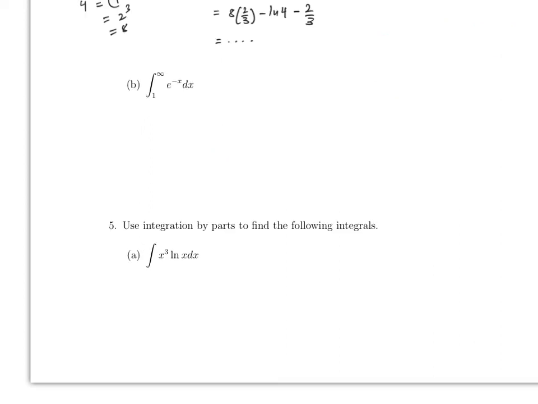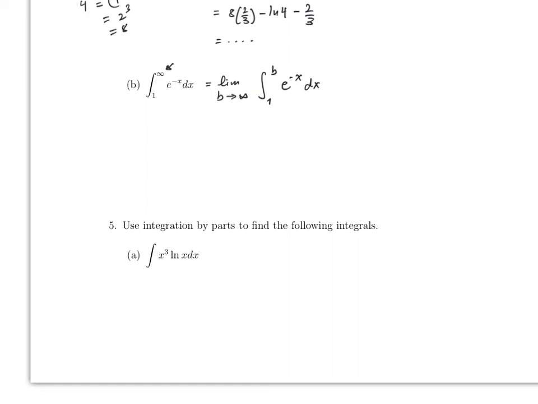1b is an improper integral because this limit goes to infinity. The process is identical. When you plug in the limits, technically you are taking a limit. Okay? So therefore, this is the same thing as the limit as b goes to infinity of the integral from 1 to b of e to the minus x dx.